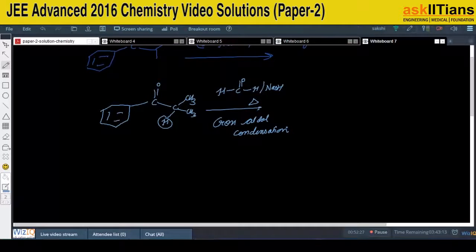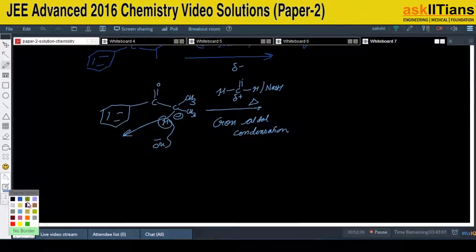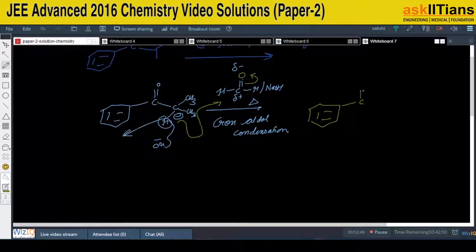Now in cross aldol condensation, how do you do it? First of all, OH minus will go and take away this proton. It will be forming a negative here. Then this you can say is delta plus, this you can say is delta minus. So there will be an attack from the negative species to the positive species so that this O will get a negative charge, and hence you can write it as C double bond O. You have C, I have got a CH3, I have got a CH3, then I have got CH2, and then there will be one O minus.